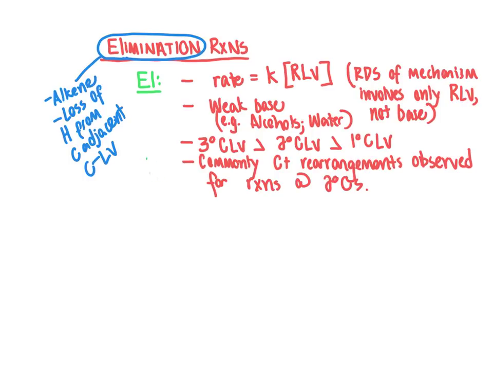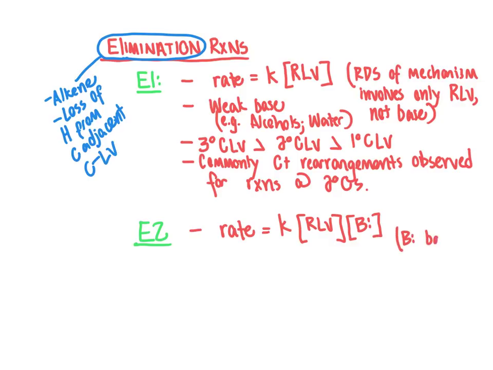So looking at the E2 mechanism to compare and contrast this, what we're going to see with the E2 mechanism is that the rate of the E2 reaction is proportional to both the concentration of the molecule bonded to the leaving group and to the base that's present there. So we can write the rate equation as the rate is equal to k, the rate constant, times the concentration of the molecule that has a leaving group bonded to it, RLV, and the concentration of the base, which I'll just abbreviate as B with a lone pair of electrons. So B there is our base.